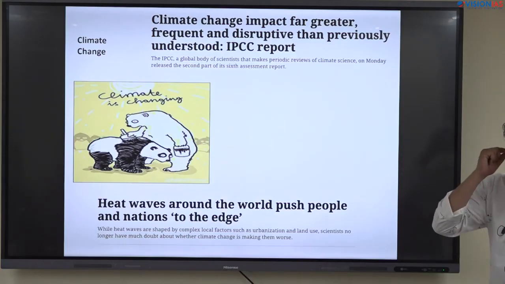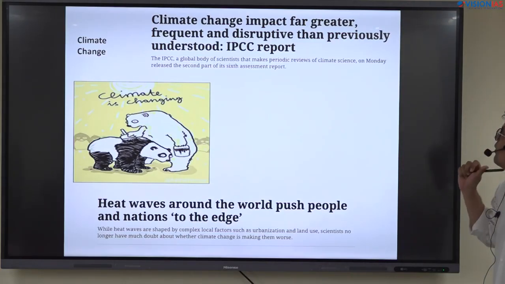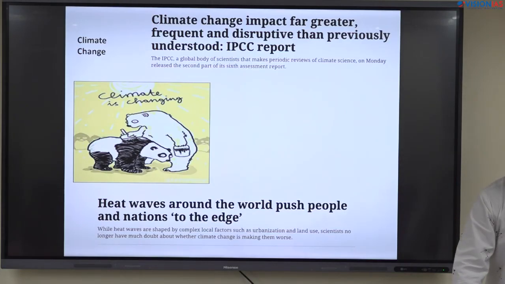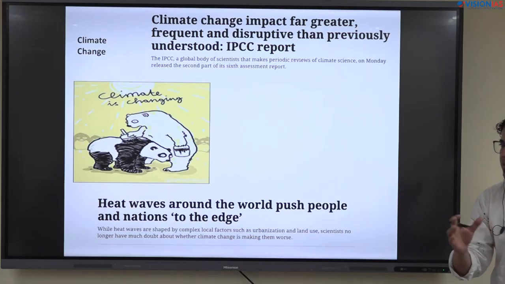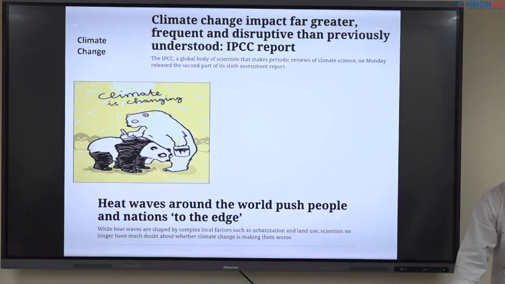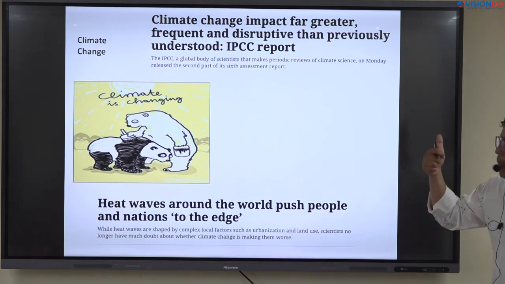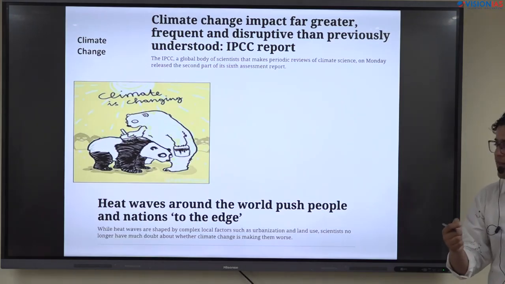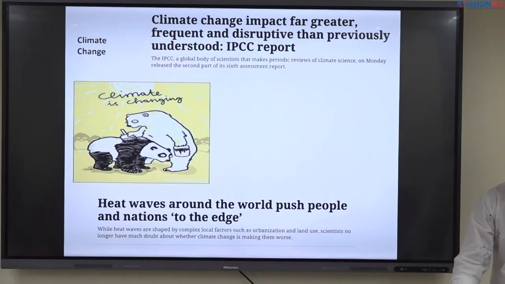Headlines like these are very common in newspapers nowadays. Climate change impact far greater, frequent and disruptive than previously understood. What we used to believe about the damage climate change can cause, the new research says climate change is even more dangerous. The threat is even bigger, the impact would be far greater than we used to believe. So that means it's an existential threat to humanity. Human habitations can be wiped out due to this.